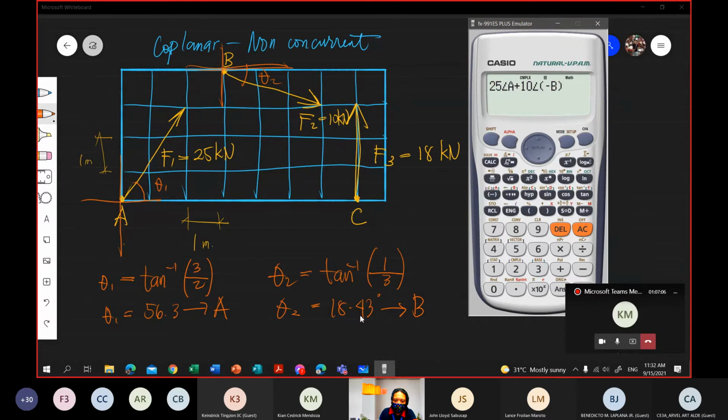The negative B here is counterclockwise, clockwise, and it is in the fourth quadrant. Or instead of negative B, you can put 360, meaning one complete rotation minus B. It is the same, right?